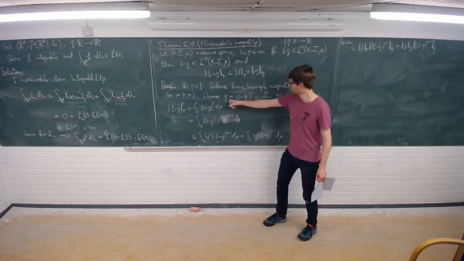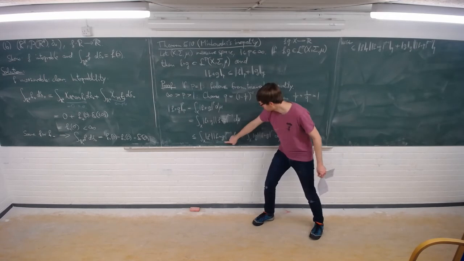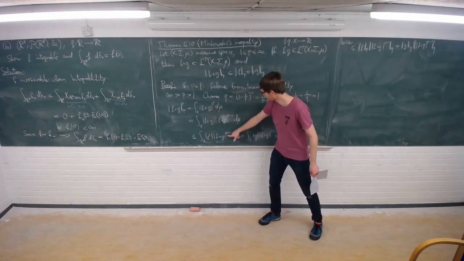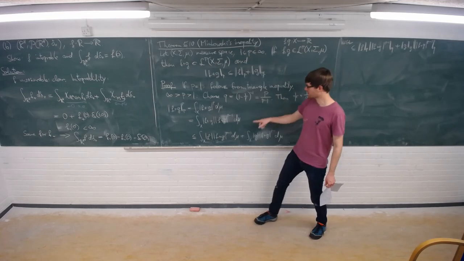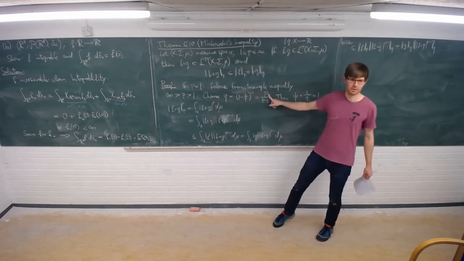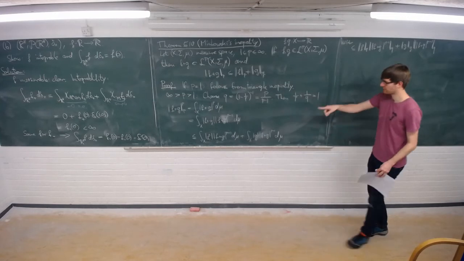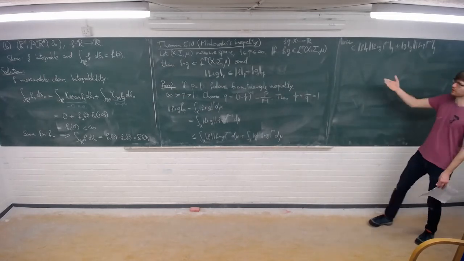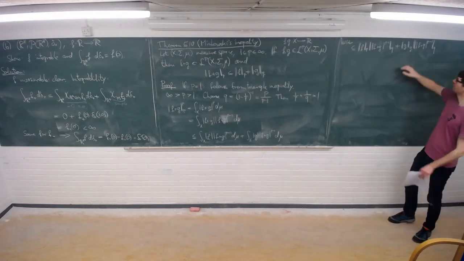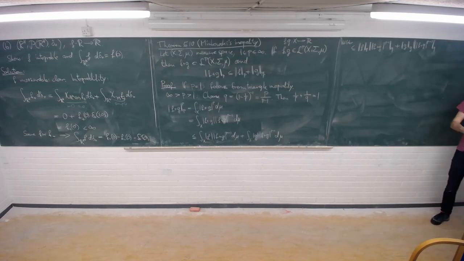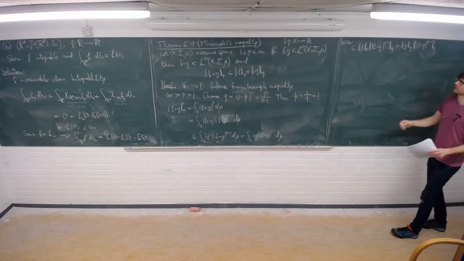But by definition of Q, this sum to the power Q is just F plus G to the power P, right? Because the P minus 1 cancels. So F plus G to the power P minus 1 is actually in LQ. So these LQ norms here are well defined, and we're allowed to apply Hölder's inequality. So we really have this estimate.